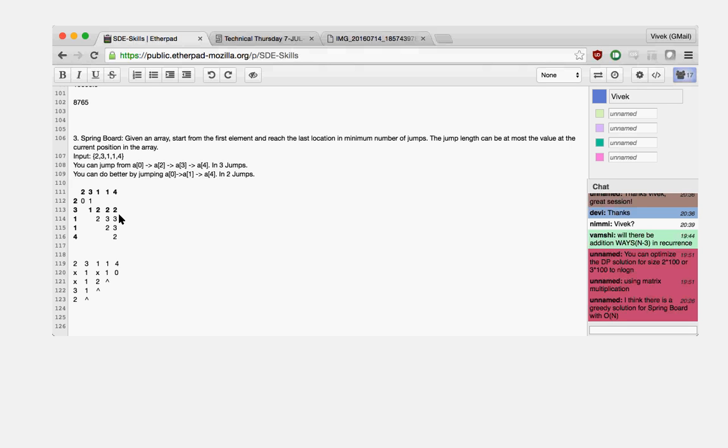This actually optimizes on storage because you'll only store one extra value corresponding to every element of the array, and the value that you're storing is essentially just the number of jumps that you need to take from here to the end goal. That's it. The shortest way to get to the end goal.